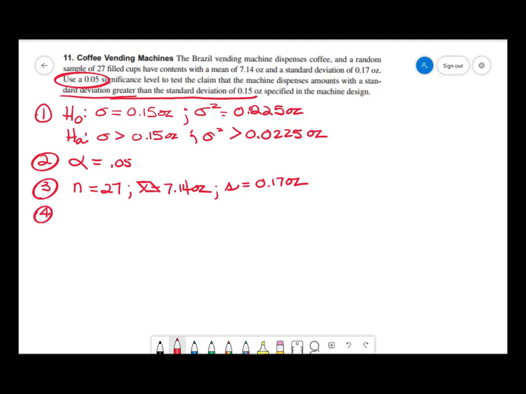Okay, and then step 4, we're going to do our test. So we're going to do a chi-squared test of standard deviations, or of variance. Our formula is, and I would recommend you write it down even though you're not going to do the calculations by hand, n minus 1 times s squared over sigma squared. And then we're going to go to StatCrunch. So let's do that.